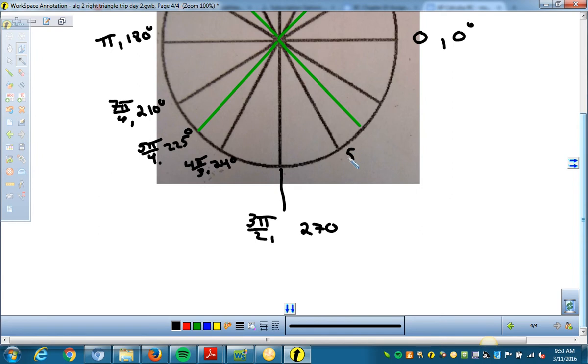Then we have 5 pi/3 and 300 degrees. 7 pi/4 and 315 degrees. And 11 pi/6 and 330 degrees.